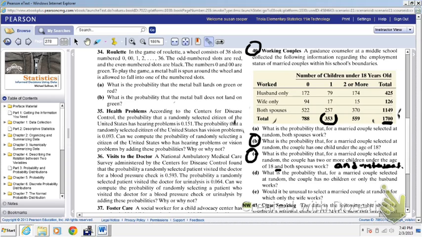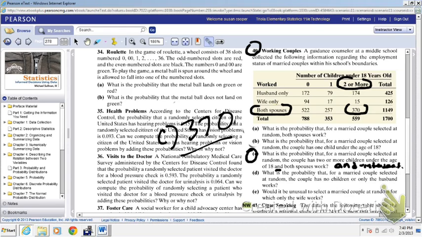So I'm going to highlight that. Here's both spouses work, and then 2 or more children under the age of 18. Aha, 370. It was that number right there, 370. All right? So I use my magic eraser there so you can see the numbers again. So you're really just looking for the intersection of both spouses working and then having the 2 or more children, and that's the 370. So hopefully for part C, you're thinking 370 out of the total sample space. Let's go ahead and crunch that out. And you're looking at about 0.218.